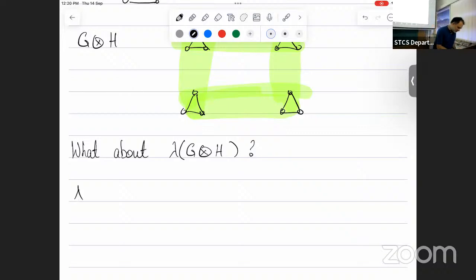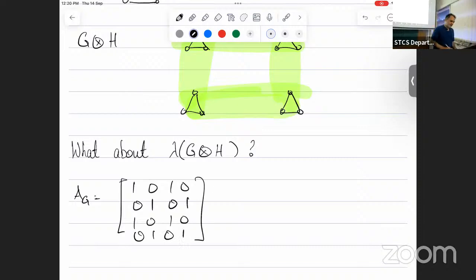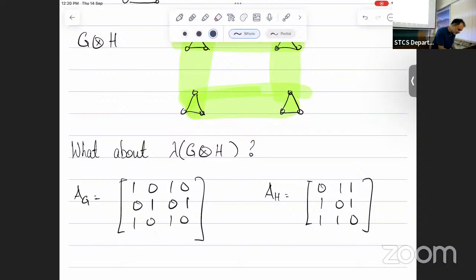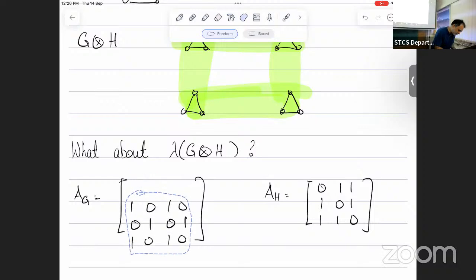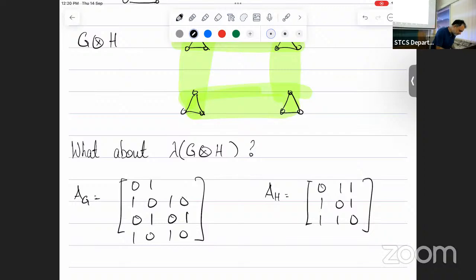Okay. So in this case, the adjacency matrix of G was something like 1 0 1 0 0 1 0 1 1 0 1 0 0 1 0 1. And the matrix of H was, I think, 0 1 1 1 0 1 1 1 0. It's not diagonal 0. Oh, I maybe swapped. So this is what it should have looked like.